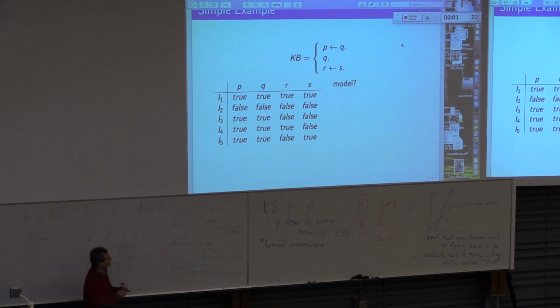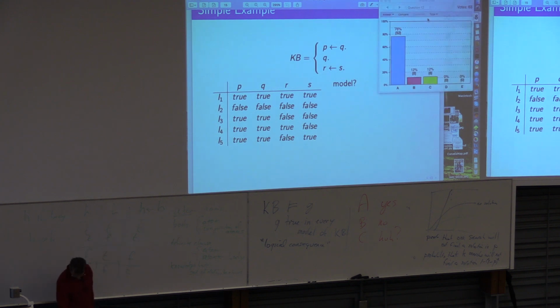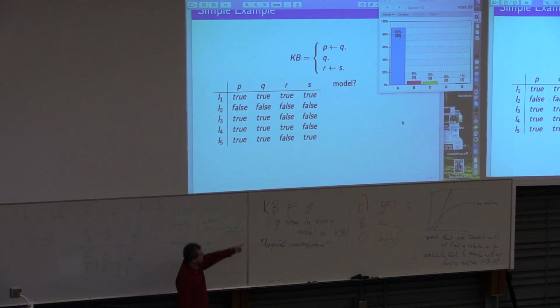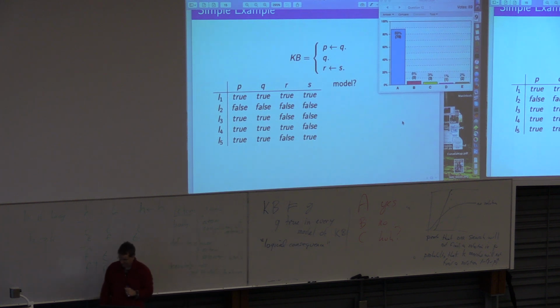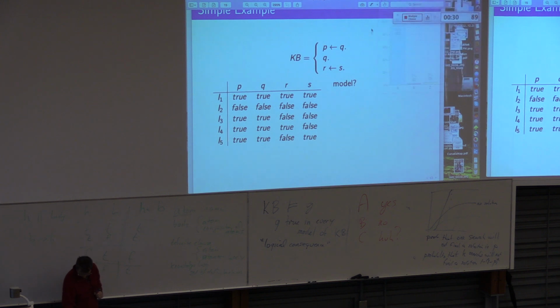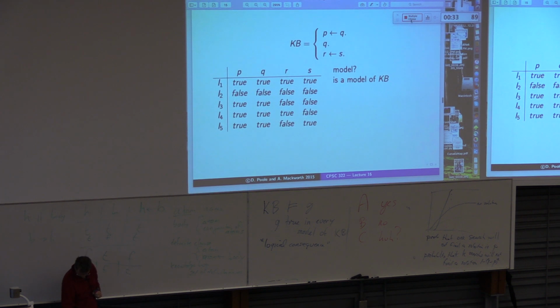All right, so what's the answer? Is I1 a model of KB? So is every clause in there true? Yes. Every clause in there is true because the heads are all true. So it must be a model.